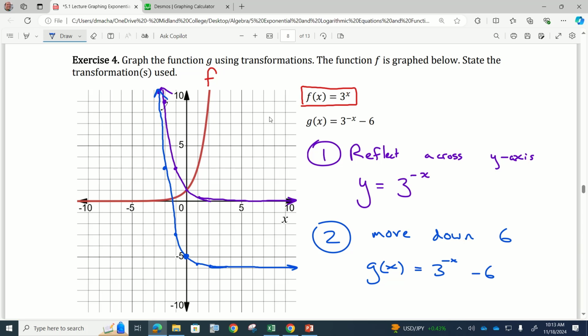Remember, the order matters. The first thing you worry about is, am I moving to the left or to the right? In this case, no. The second thing you worry about is, am I going to stretch or squish or reflect this? In this case, yeah, that's what we did next. And then the last thing you do is move it up or down. So you can actually get the wrong answer if you do this out of order. But that's how you do it.